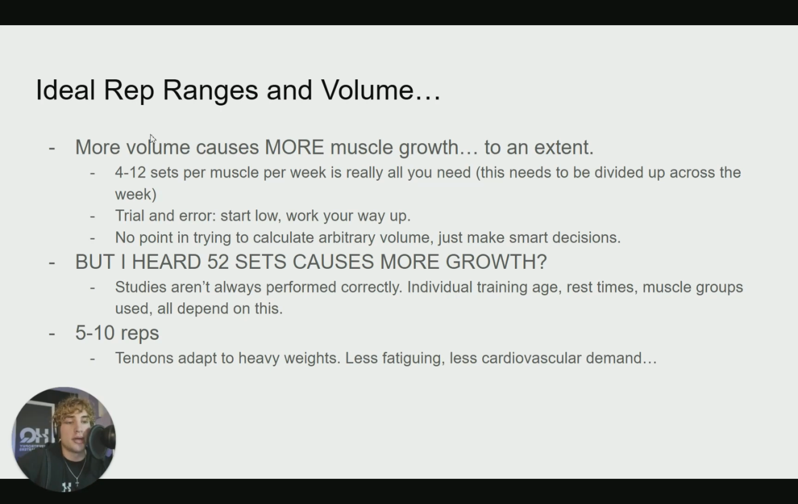So really what we want to be doing is 4 to 12 sets per muscle per week, and this is really all you need, in my opinion. This is my opinion, but I really do think that's all you need. And you need to divvy that up across the week.